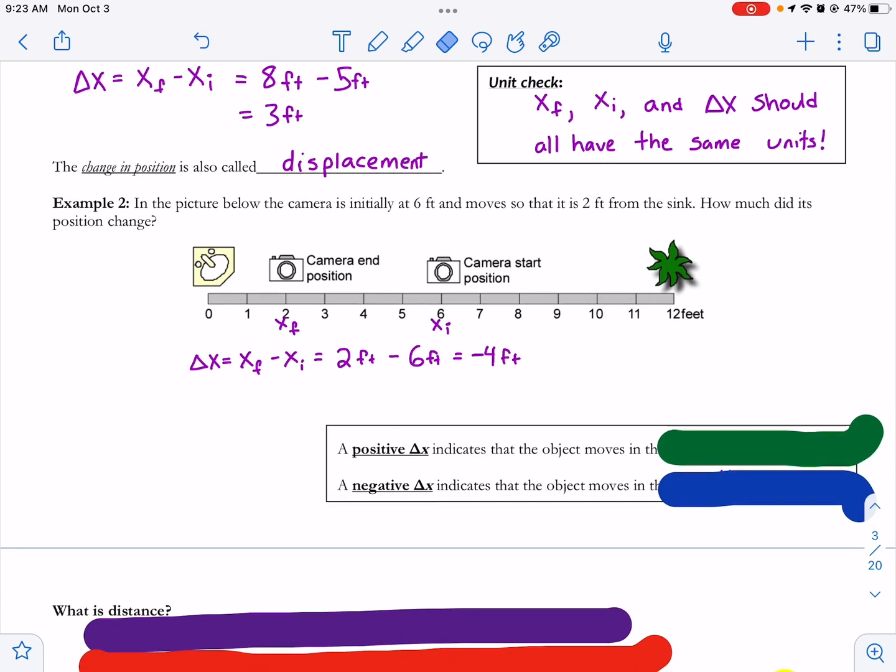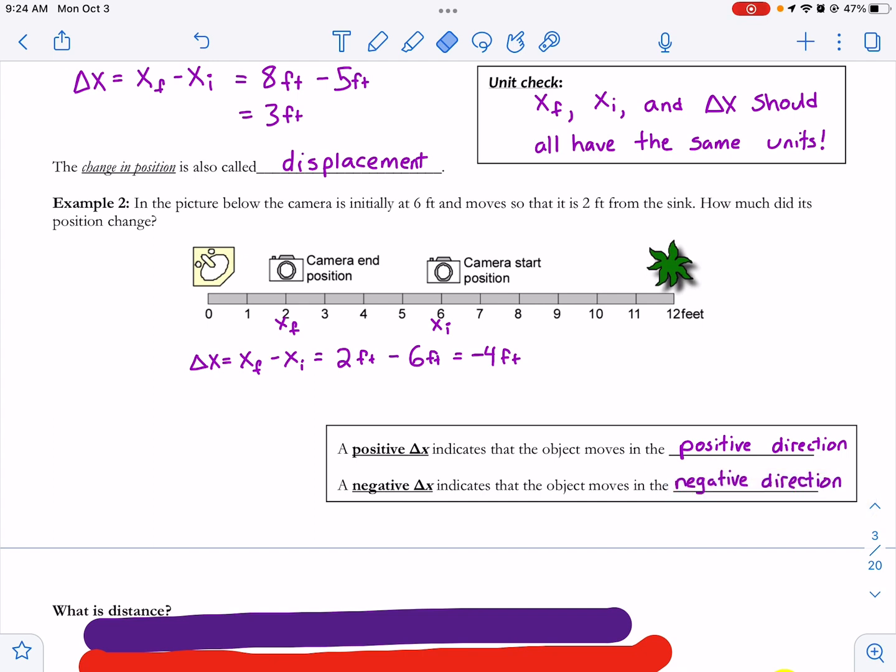So if we end up with a positive change in position, that tells us that our object is moving in the positive direction. And if we end up with a negative change in position, that tells us that our object is moving in the negative direction. And that is something that is useful in physics because we need to know which way things are moving just as much as we need to know that they are moving, okay? So that is change in position.